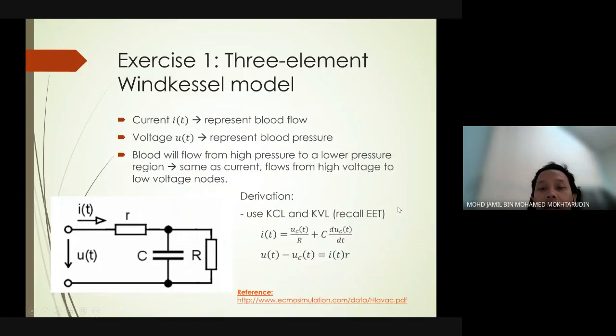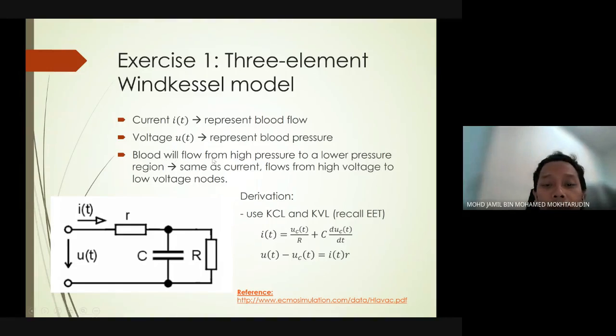So the simplest Windkessel model that we can learn is by using 3-element Windkessel model. 3 element bermaksud ada 3 komponen dalam electrical circuit tu. So here you have R, small r here, and you have capacitor, and you have big R, resistor. So the current is represent the blood flow. So current represents blood flow. The voltage at the nodes. So dekat setiap node ni ada voltage. So voltage tu represent the blood pressure.